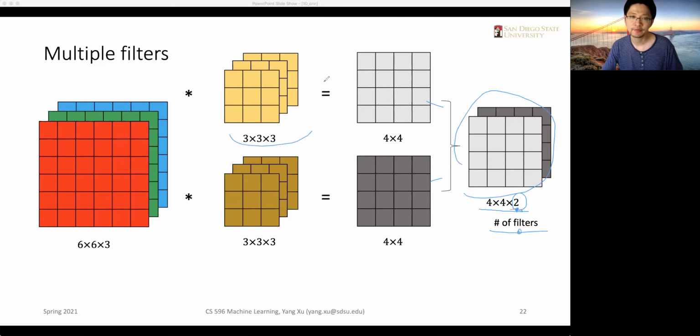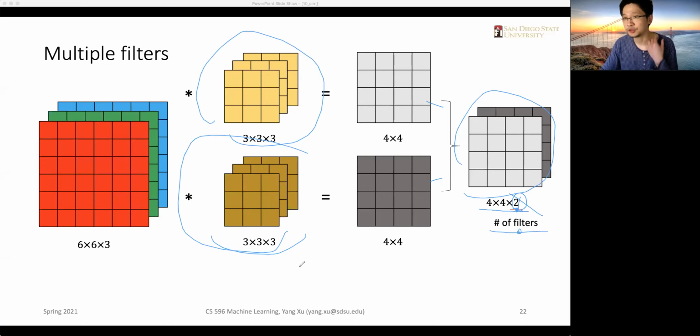If there's just one filter, we will have a 4x4 by 1, right? So we will not write that 1 here. But if 2 filters are used, it will generate 4 times 4 times 2. And accordingly, if you have 5 filters, for example, it will be 4 times 4 times 5. So the number of channels in the outputs is determined by how many filters you have applied.